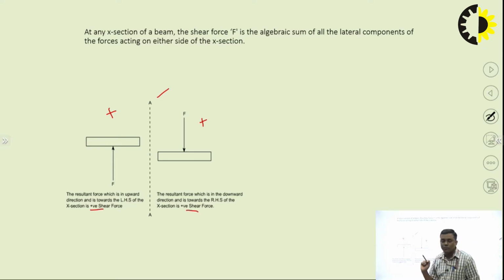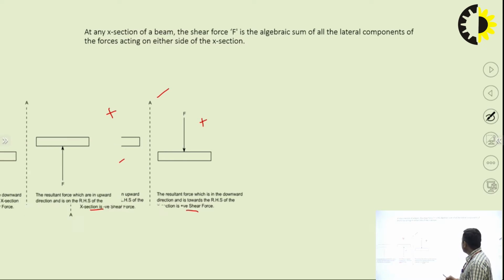So positive shear force: if the algebraic sum of all the forces acting on the left side of the section plane, if the resultant is coming upward, then it will be considered as positive. Simultaneously, on the right side, if the resultant is coming downward, then it will also be considered as positive, because both concurrently produce the same shearing effect in the beam.